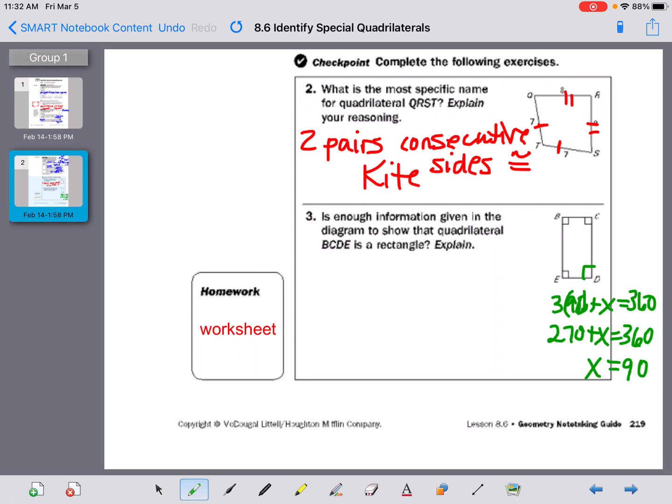Is this enough to prove that this quadrilateral is a rectangle? Well, one of the rules of rectangles is I need 4 90-degree angles, and I definitely see 4 90-degree angles, so I would say yes, it has to be a rectangle because it fits that.